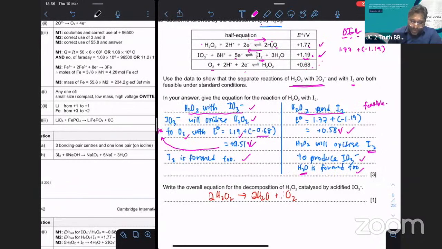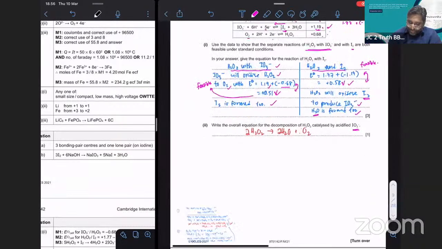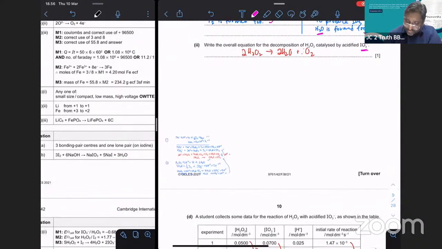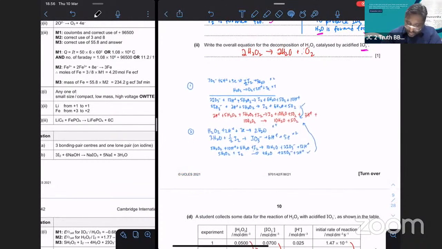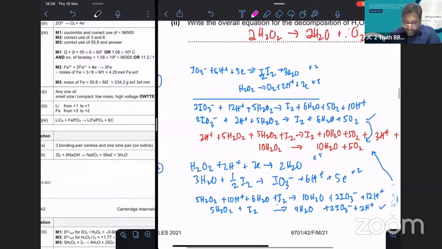Now, here they ask you to write the overall equation for the decomposition. To write the overall equation, it involves these two equations that we actually did just now. I have actually written it over here. I'll just enlarge this, and we will use this. If you look at this, it may look like a lot, but it's actually quite simple.